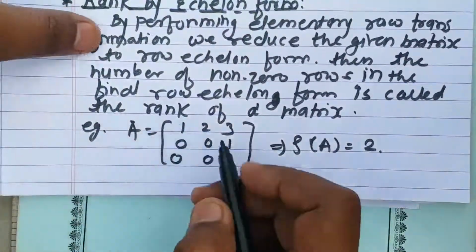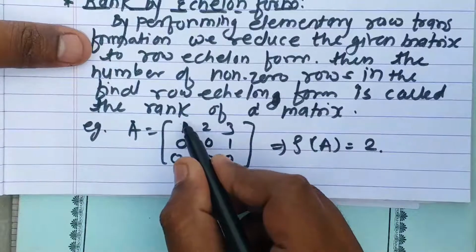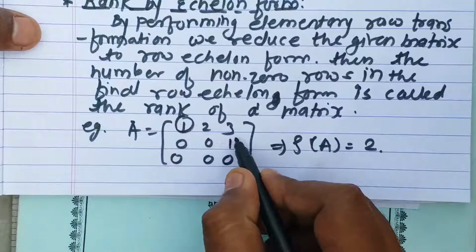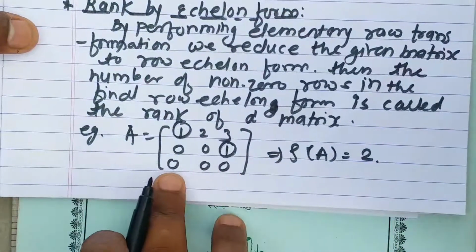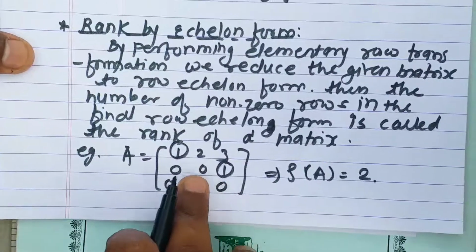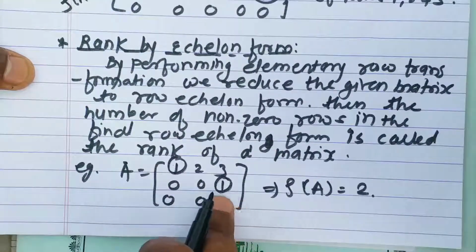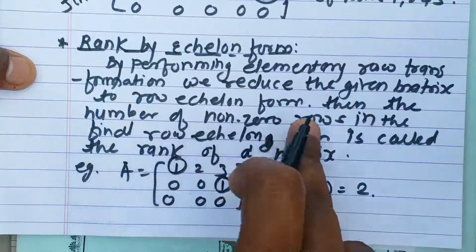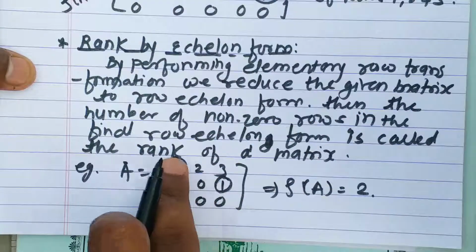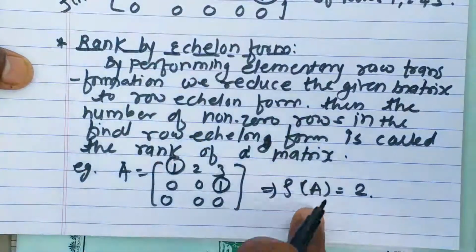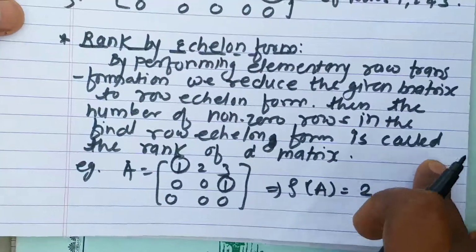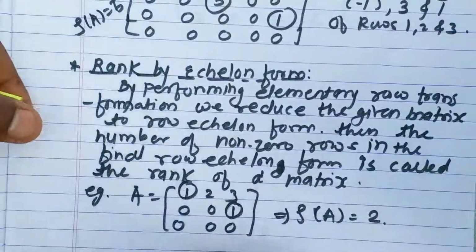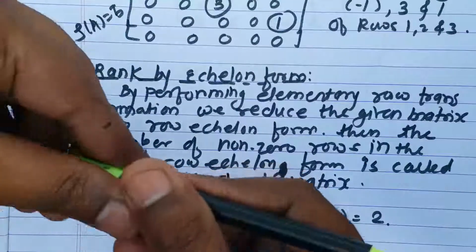One more example I have written here. This matrix is also in row echelon form. This is the pivot entry. This is one more pivot entry. Clearly you can see that the zero rows are at the bottom, so this matrix is in row echelon form. Just calculate the number of non-zero rows in this echelon form. The number of non-zero rows is 2, hence the rank of that matrix is 2. It is very easy to calculate the rank once we have the matrix in row echelon form.